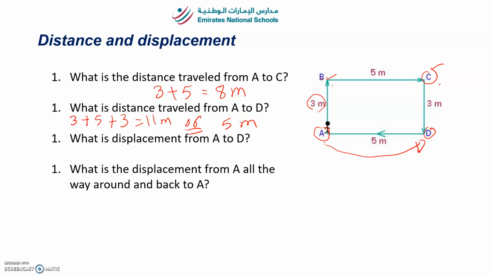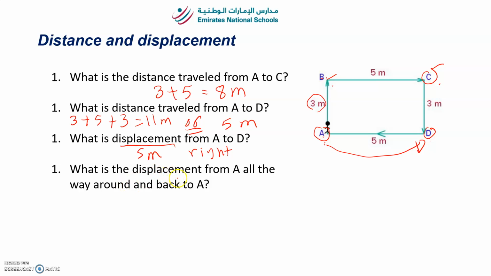The other question: what is the displacement from A till D? Here displacement, we said, is a vector quantity. I have to specify the direction. So it will be 5 meters. I'm going from A till D, so it will be to the right.